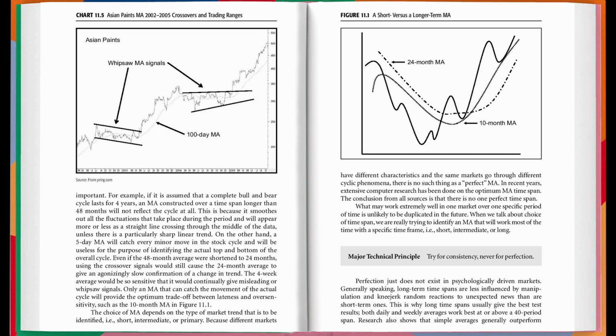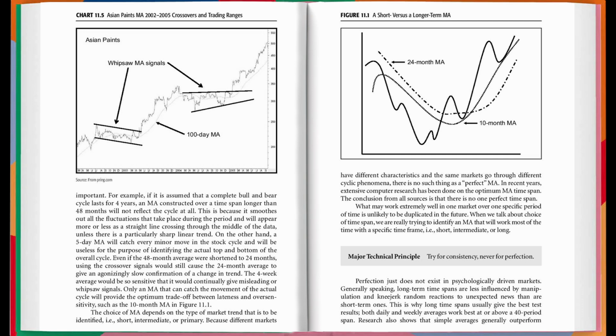This is because it smooths out all the fluctuations that take place during the period and will appear more or less as a straight line crossing through the middle of the data, unless there is a particularly sharp linear trend. On the other hand, a 5-day MA will catch every minor move in the stock cycle and will be useless for the purpose of identifying the actual top and bottom of the overall cycle.